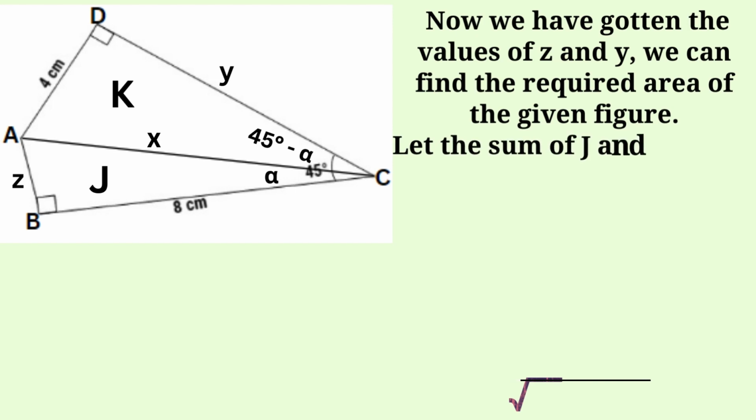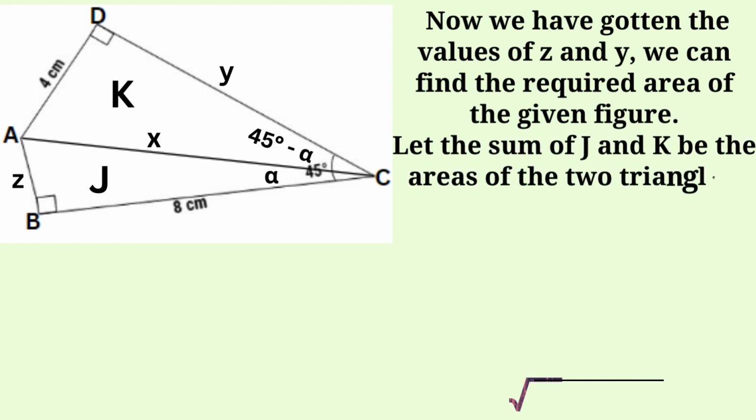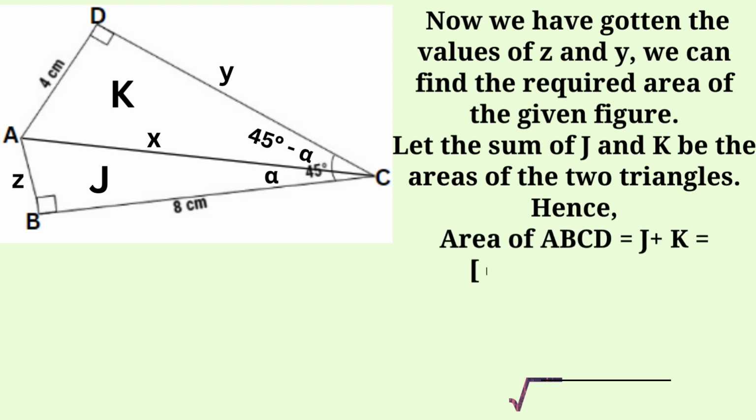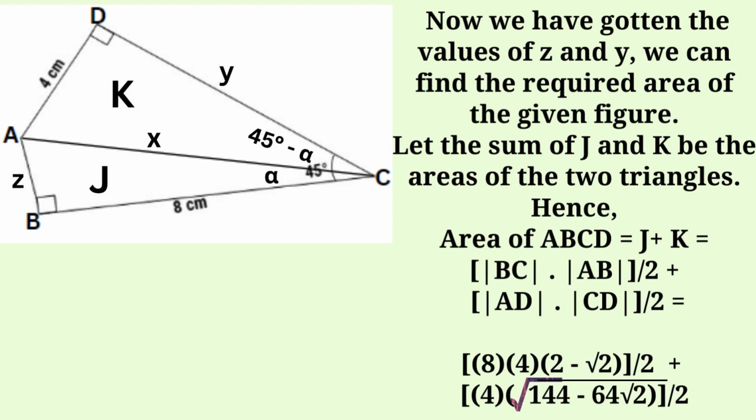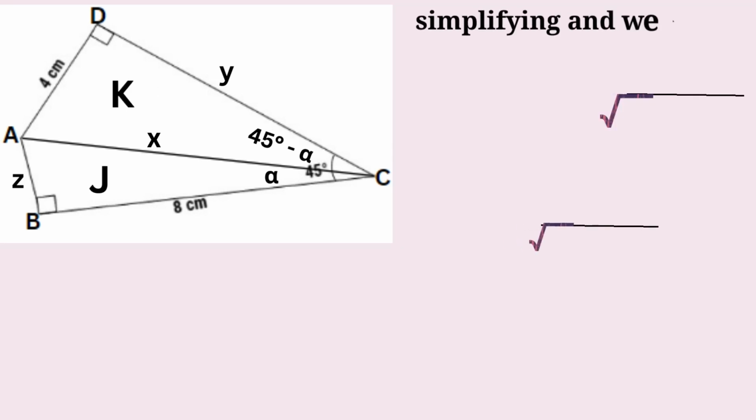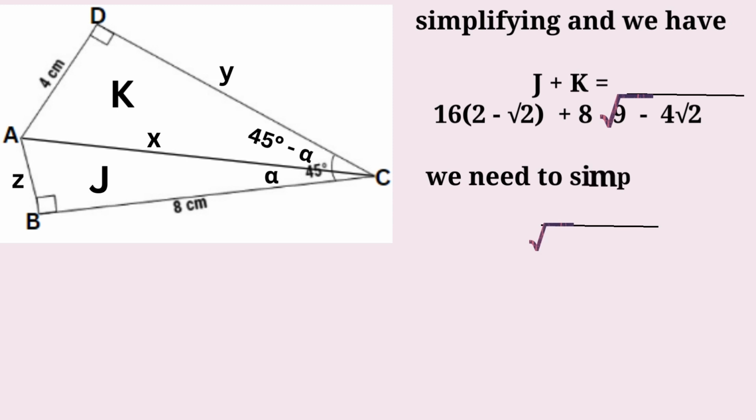Let the sum of j and k be the areas of the two triangles. Hence, area of ABCD equals the sum of j and k, which equals the product of height and base of triangle ABC divided by 2 plus the product of height and base of triangle ACD divided by 2. Substitute terms and we have the numerical expression shown on the screen. Simplifying and we have the equation for the sum of j and k as shown on the screen. We need to simplify the radical term, the overall square root of 9 minus 4 times the square root of 2.